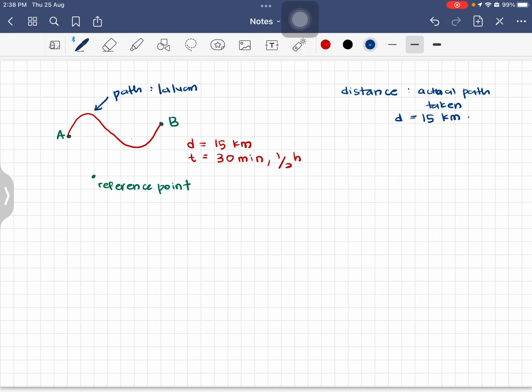Alright. Okay. Displacement has two explanations. Okay, the first one, displacement, by definition, is equal to the change in position vector. Change in position vector. Now, the symbol usually used for displacement is S. We want the change in position vector.